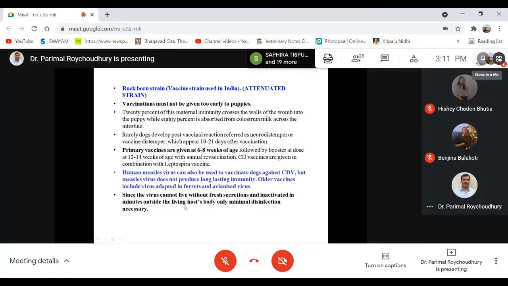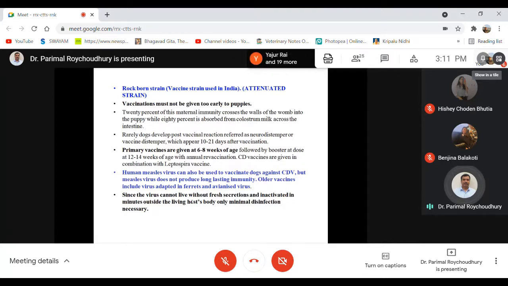Okay. As I said earlier, it happened like the measles vaccines, people used to vaccinate the animals. But nowadays, the vaccines are quite commonly available in the market, and such type of cross-protective vaccines are not needed.